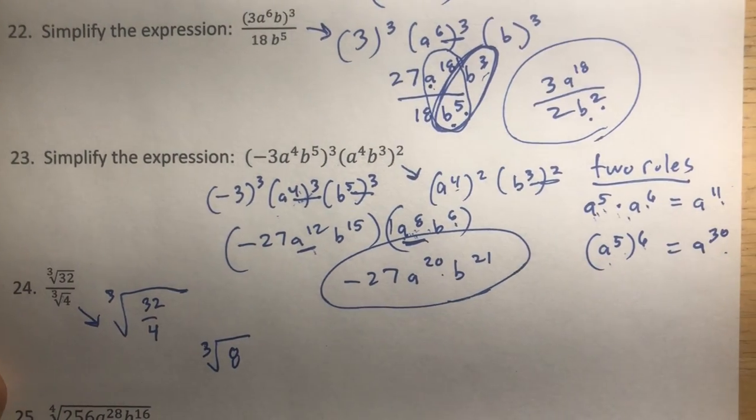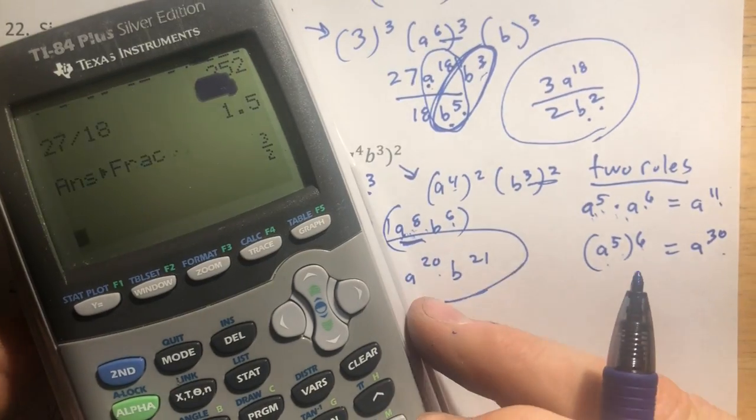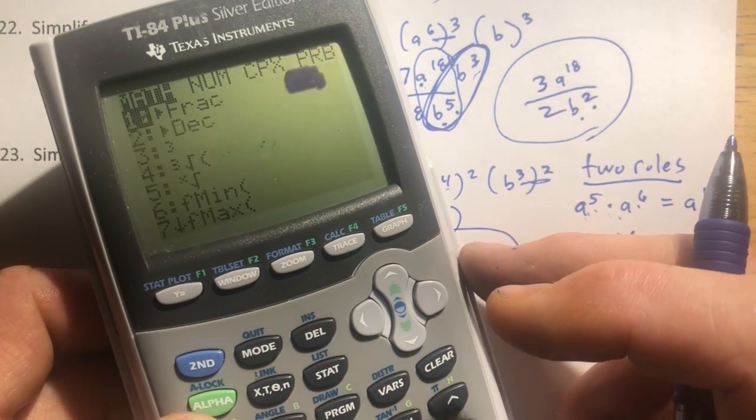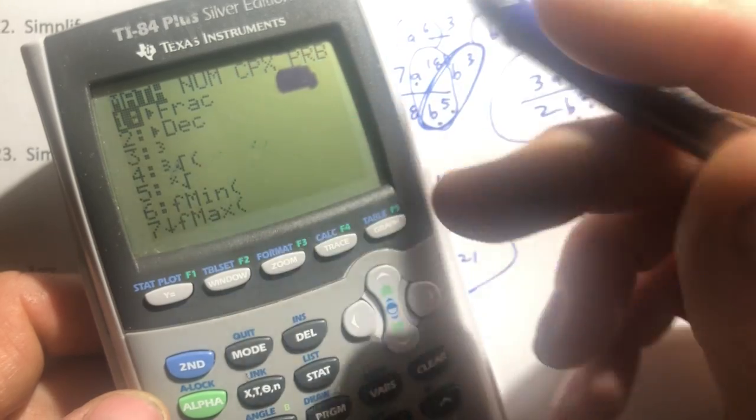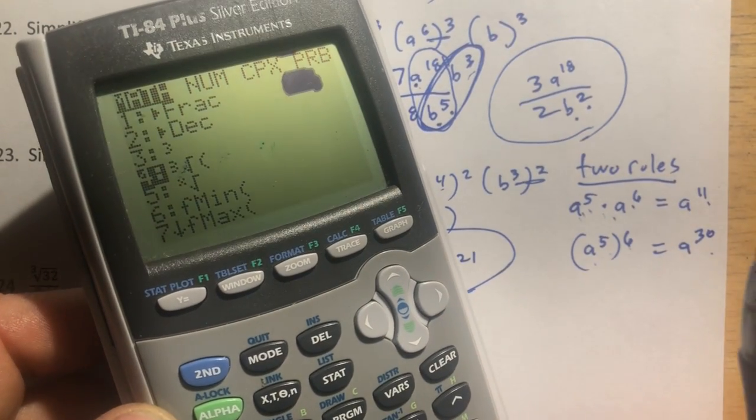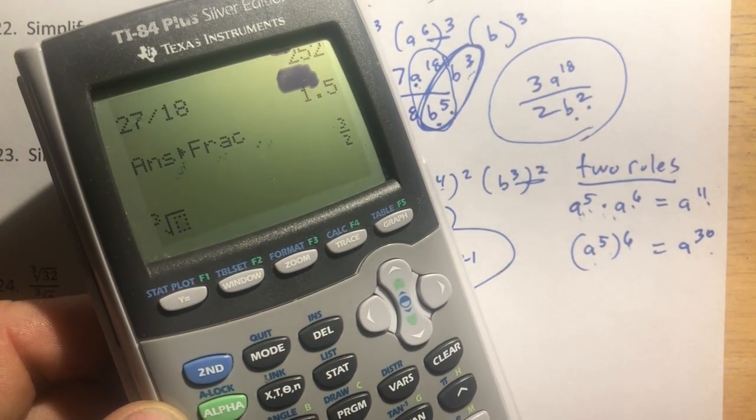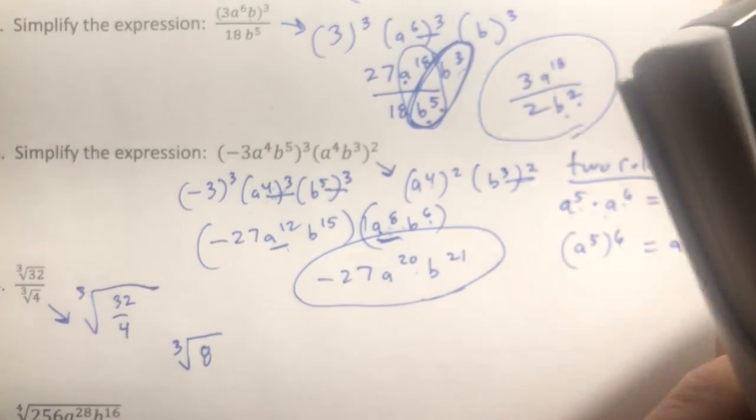And you can punch this in the calculator. If you hit the math button here, you'll see here's a third root right there, number 4. Okay, see that? So do the third root of 8, and look there, it comes out to be 2.